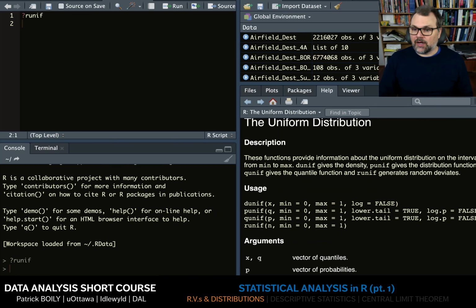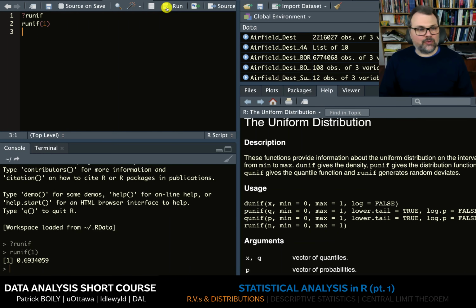So if you want to draw a sample of size 1 from the standard uniform distribution, the one on the interval 0, 1, you just run runif(1). The 1 here tells you the number of numbers you're trying to pick. In this version I got 0.6934059. Because I hadn't set the seed, if I run it again, I am going to get a different number.